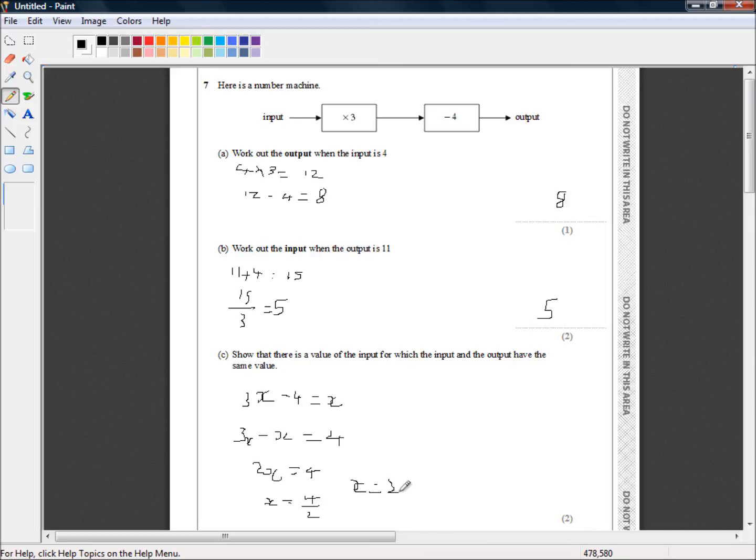And we have now shown that there is a number that will go into the input and come out the same. But let's check. 2 goes in, 2 times 3 is 6, 6 minus 4 is 2, which is the same as the 2 we started with.